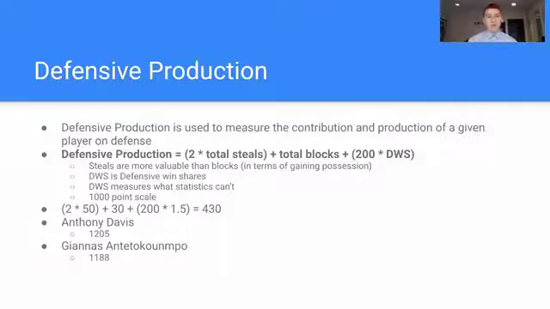If we substitute 50 total steals, 30 total blocks, and a defensive win share of 1.5 into the formula, we get a defensive production of 430. The leading player for defensive production was Anthony Davis with a value of 1,205, followed by Giannis Antetokounmpo with a value of 1,188.